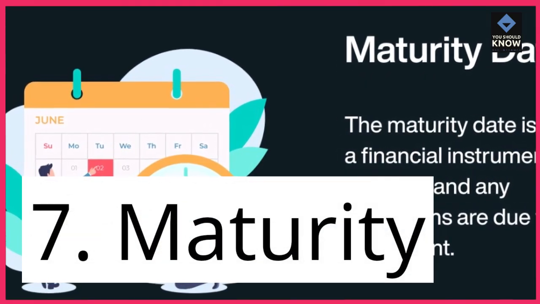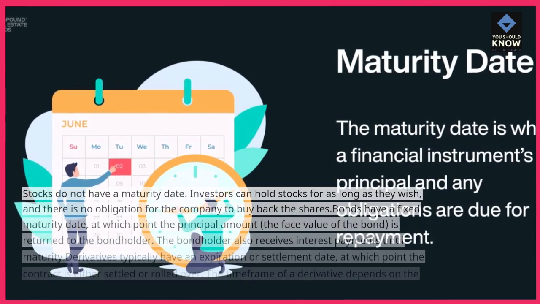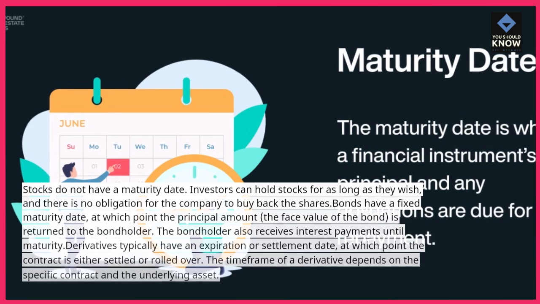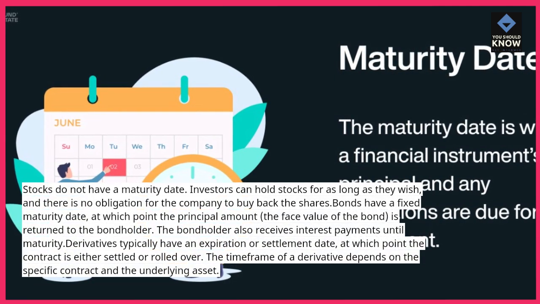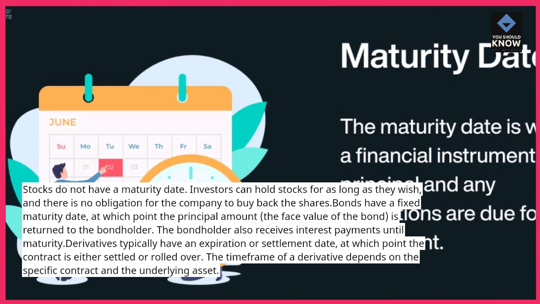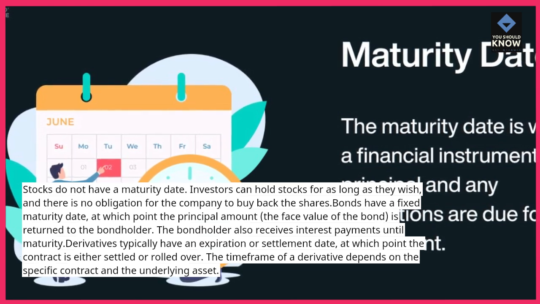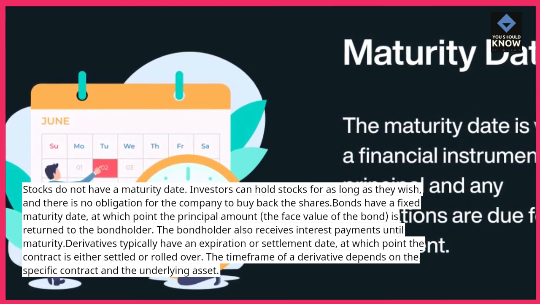7. Maturity. Stocks do not have a maturity date. Investors can hold stocks for as long as they wish, and there is no obligation for the company to buy back the shares. Bonds have a fixed maturity date, at which point the principal amount, the face value of the bond, is returned to the bondholder. The bondholder also receives interest payments until maturity.